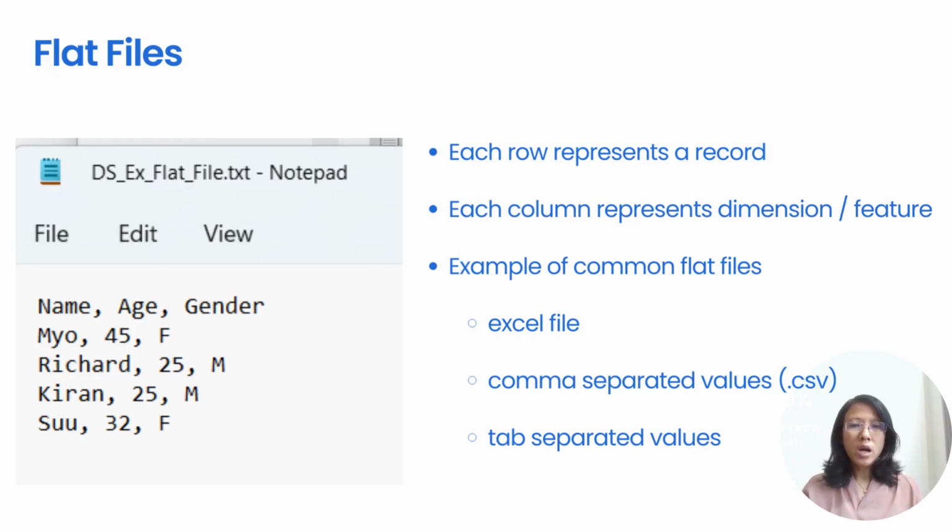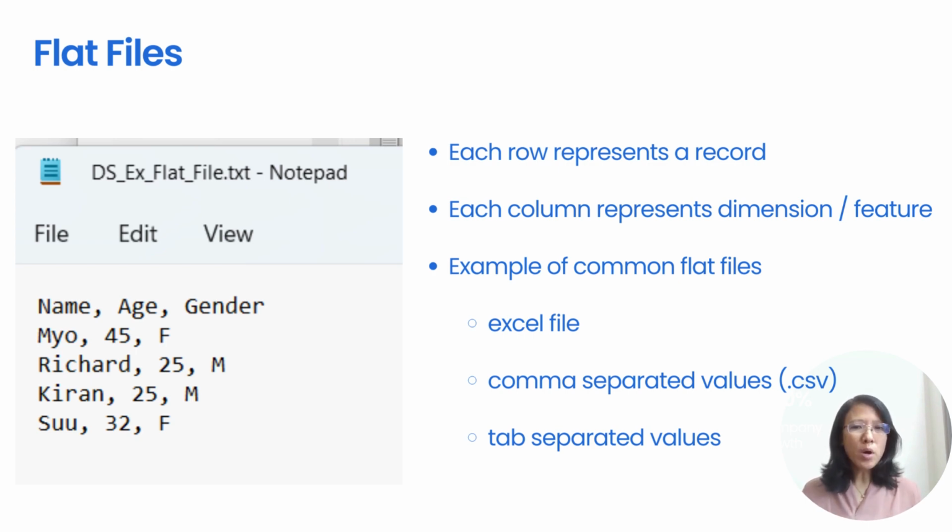We will start with the flat files. What is a flat file? Flat files keep the data in a two-dimensional array. You can see the example text file here. I have the records of 4 persons, where I keep the records of name, age, and gender. So each column represents a dimension here: name, age, and gender, and each row represents a record for a person.